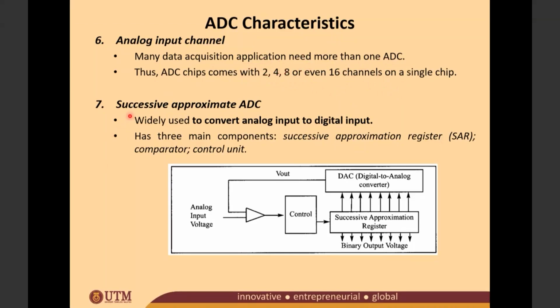And last but not least is the successive approximation ADC. This is widely used to convert analog input to digital output, and it has 3 main components: the successive approximation register, which is the SAR, the comparator, and the control unit. So this is for the ADC characteristics.